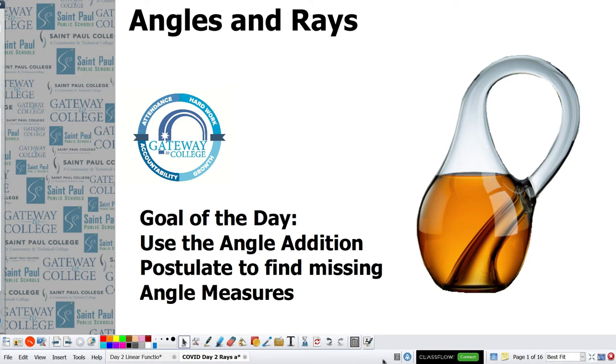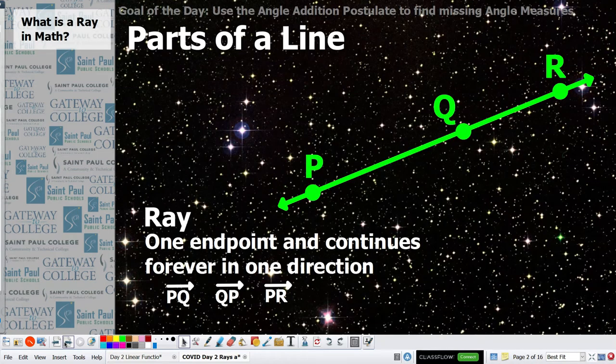Welcome to the second lesson for geometry. Today we're going to talk about angles and rays. Today's goal is to use the angle addition postulate to find missing angle measures. Let's start by going back to that line that we were talking about last lesson.